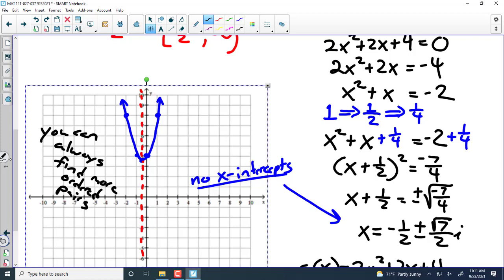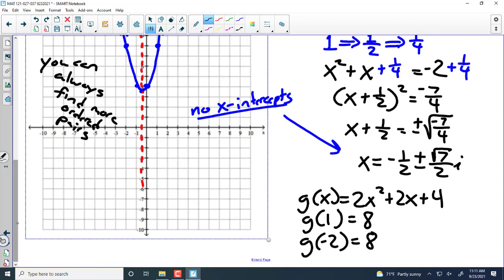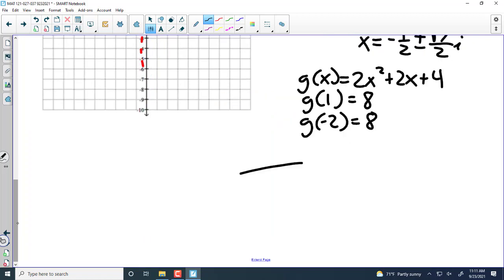I plugged in numbers like 1 and negative 2. Why? Because they were close to the vertex. Once you have that vertex, that's the most important point. I would argue if you had the vertex, you could just start plugging in more x values, moving away from the vertex, and you could get a pretty good parabola. So never be afraid to find more ordered pairs for yourself. And you'll do okay.